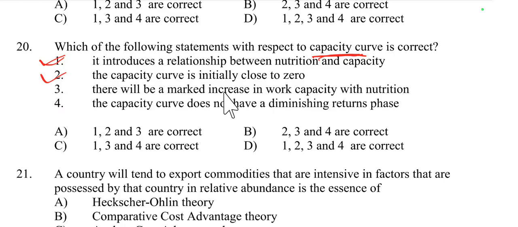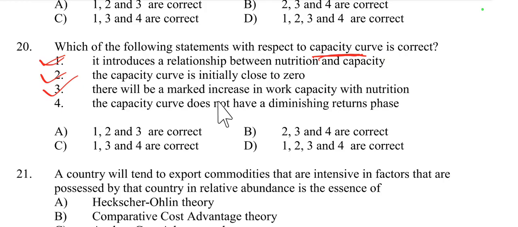Then when nutrition increases, then capacity increases. Then option 3, there will be a marked increase in work capacity with nutrition. When nutrition increases, work capacity increases. So this is also right. There will be a marked increase in work capacity with nutrition. When nutrition increases, then work capacity of the individual also increases. So option 3 is right.